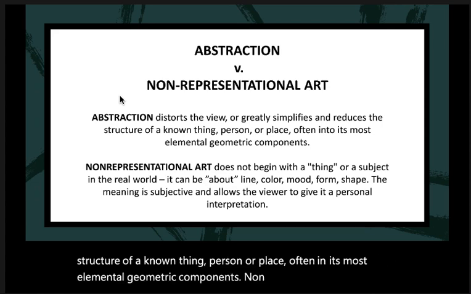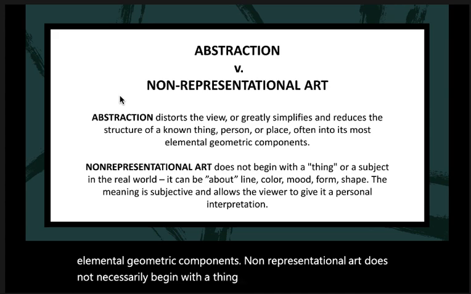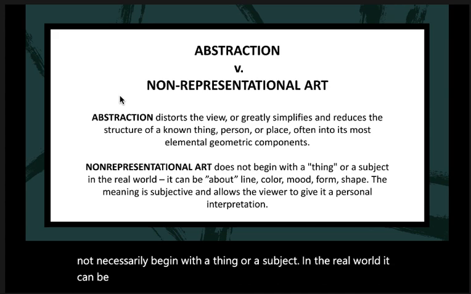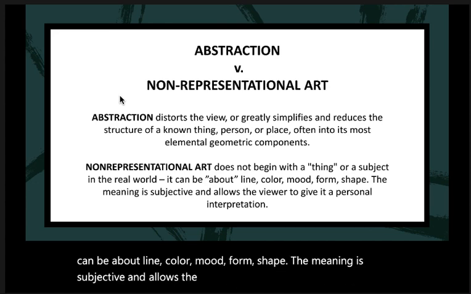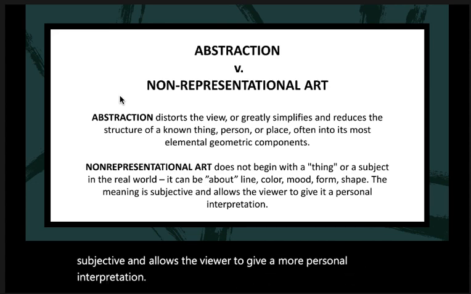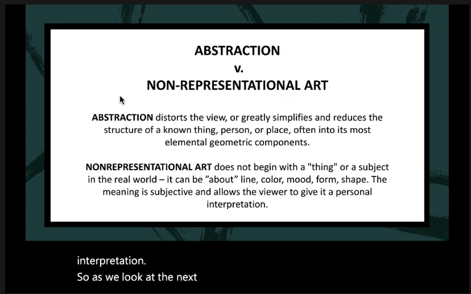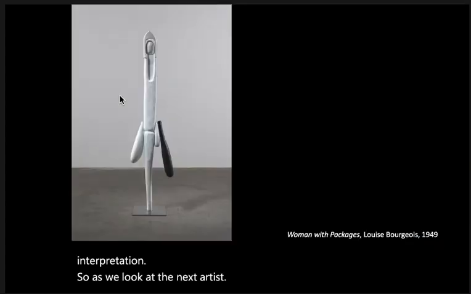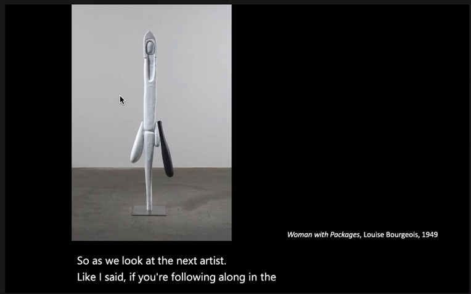Non-representational art does not necessarily begin with a thing or a subject in the real world. It can be about line, color, mood, form, shape. The meaning is subjective and allows the viewer to give a more personal interpretation. So as we look at the next artist, like I said, if you're following along in the text, you can look at this work.